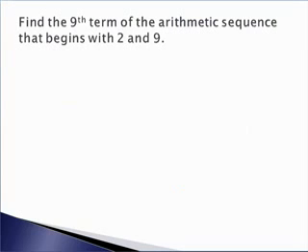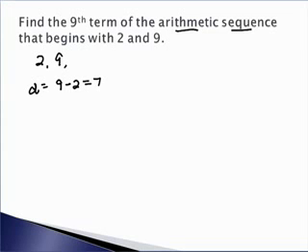Find the 9th term of the arithmetic sequence that begins with 2, 9. All right, so the sequence begins with a 2 and then a 9. And because I know it's arithmetic, we can figure out what the d is. So the d is any term minus the preceding term. So the difference is 7. To get the third term, I would add on 7 to the 9, and add on 7 again.